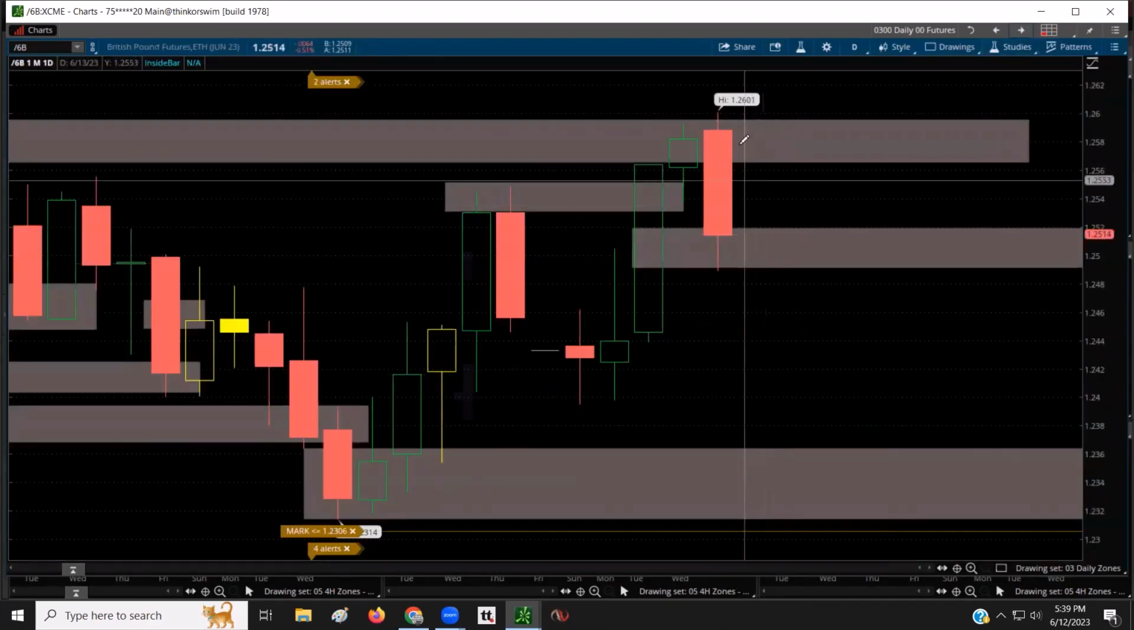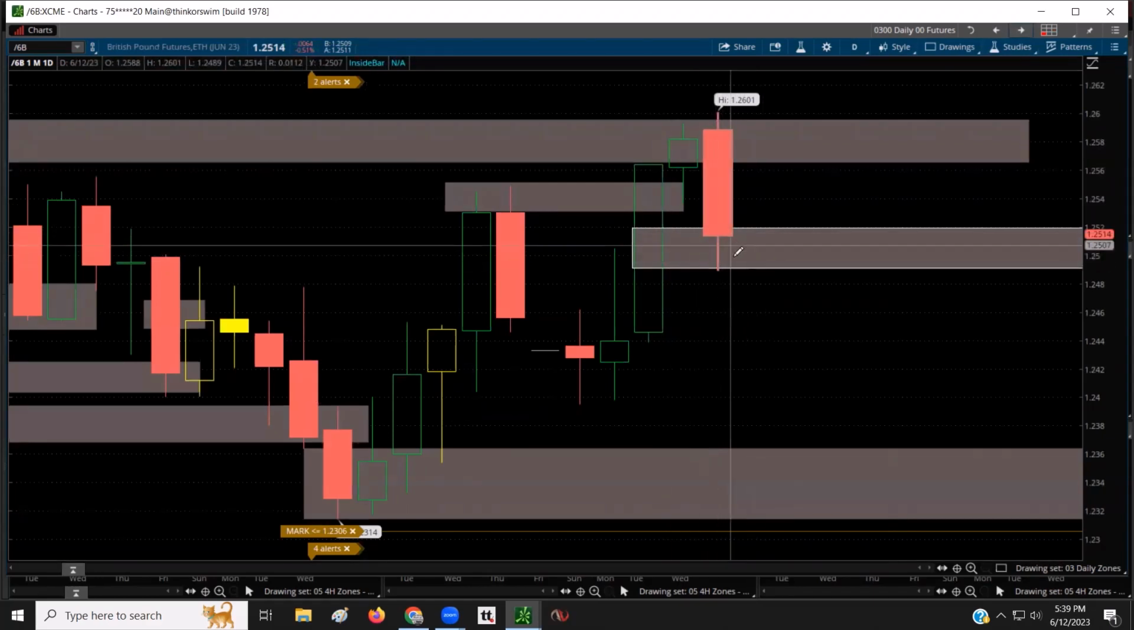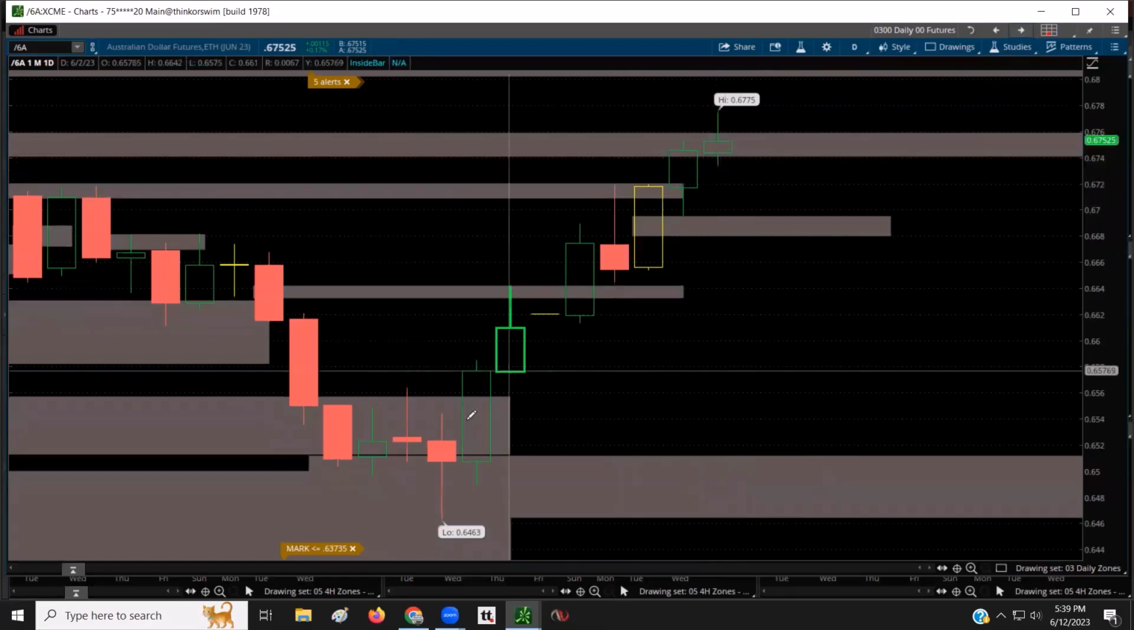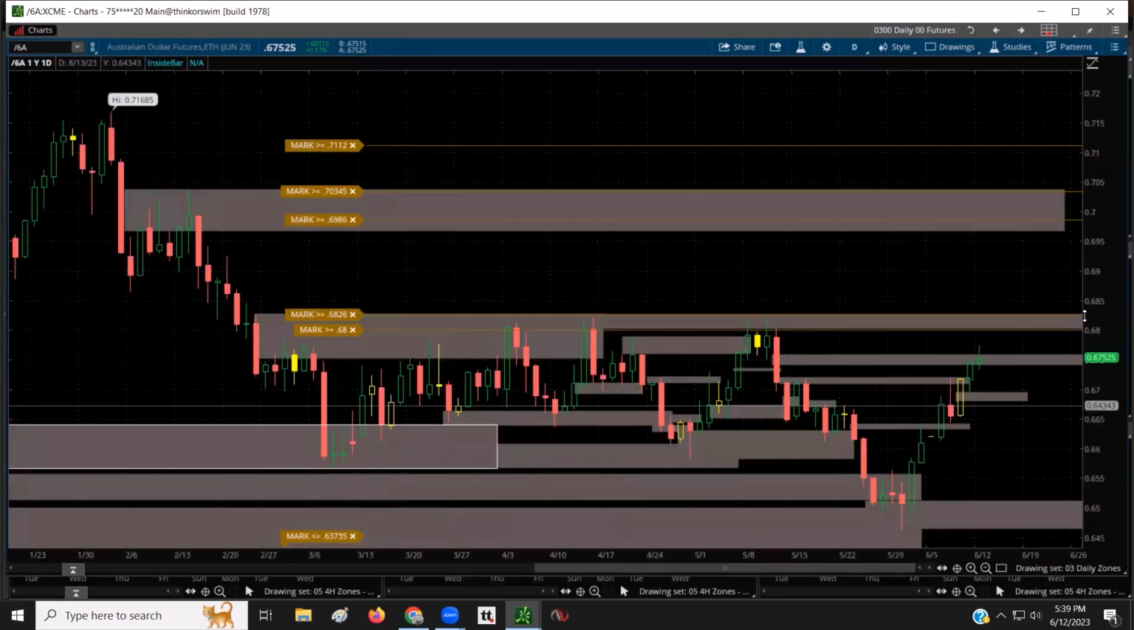British pound, big sell-off, made a new high, sold off into the demand zone. Yep. Look at this. This might be the bullish trade idea. You have to take it to a faster time frame. And Australian dollar, green, higher high, higher low. Long extension. Wow. Extend it out. Look at that. Still looks like it's on target to hit that there.